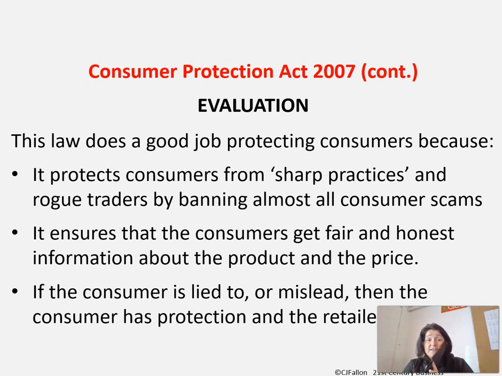So the evaluation of this law. This law does a good job of protecting consumers because it protects consumers from sharp practices and rogue traders. It ensures that the consumer gets fair and honest information about the product and price. It ensures that the consumer is not lied to or misled, and the consumer has protection and the retailer is punished. It also ensures that the retailer is responsible.